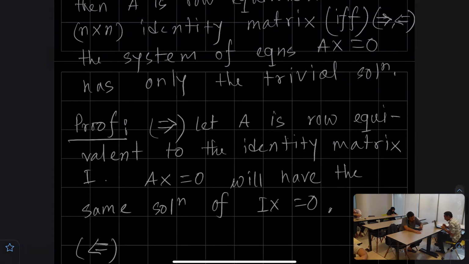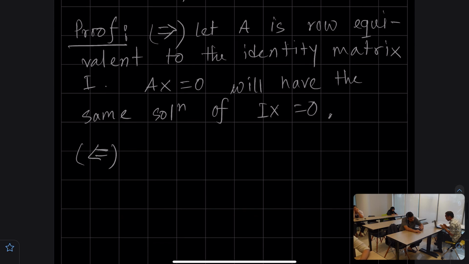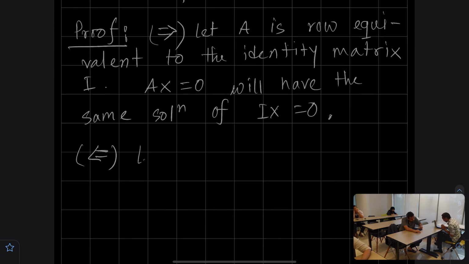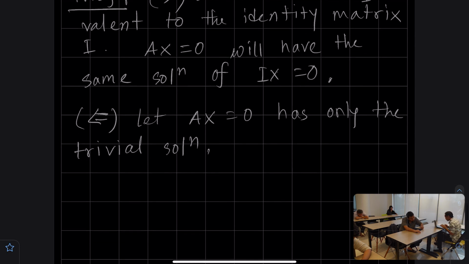So the backward direction is what? Let Ax equal to 0 have only the trivial solution. Okay.